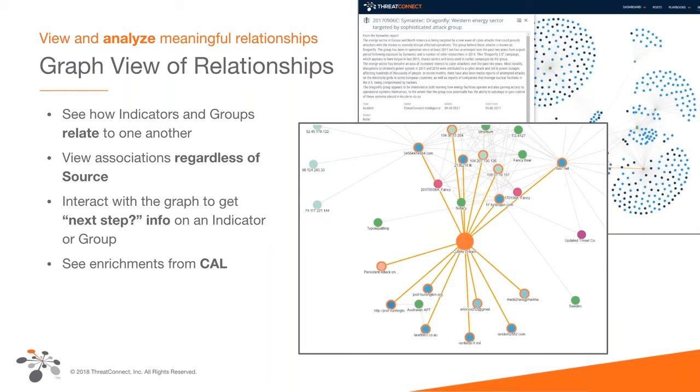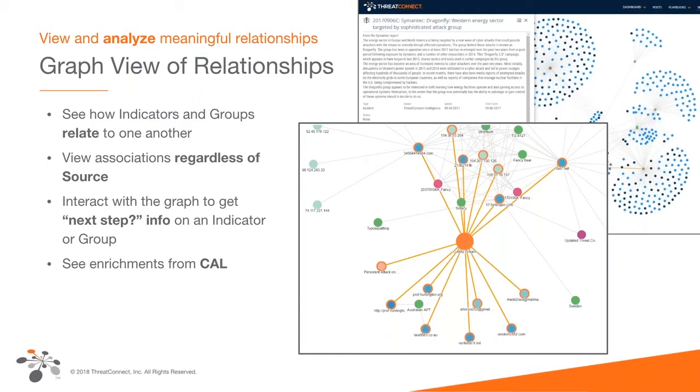The second feature I'm going to talk about is our new graph view. Threat intelligence, as you know, is a very relational data set. This host resolves to this IP. This IP was used in this incident. This incident was perpetrated by this adversary, et cetera, et cetera, et cetera.